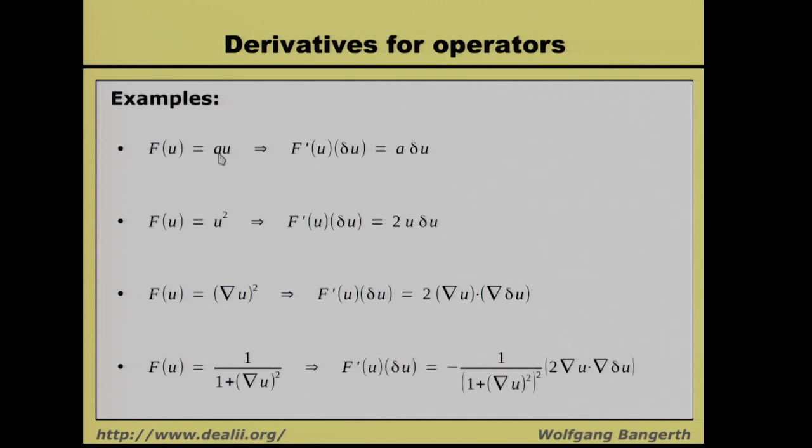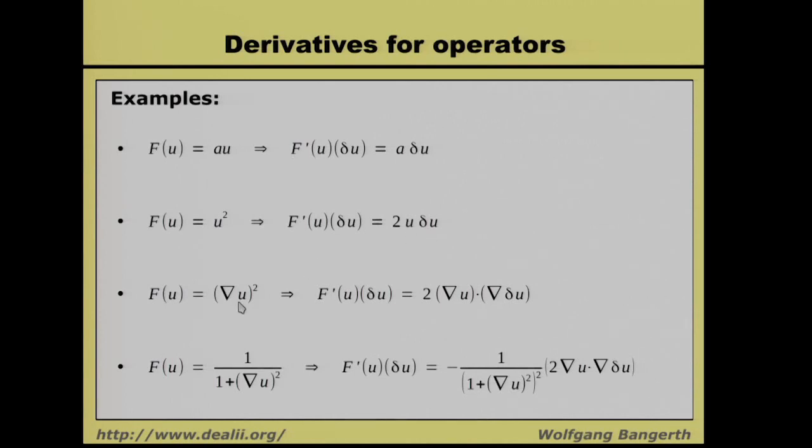Okay, plus a times du over du in direction delta u. So du over du in direction delta u, that's just delta u. The same thing is if I have, let's say, a square. I apply the usual rules. So there's an outer derivative and an inner derivative. The outer derivative is 2 times u times the inner derivative, and the inner derivative would be du over du in direction delta u. So that gives me 2u delta u.